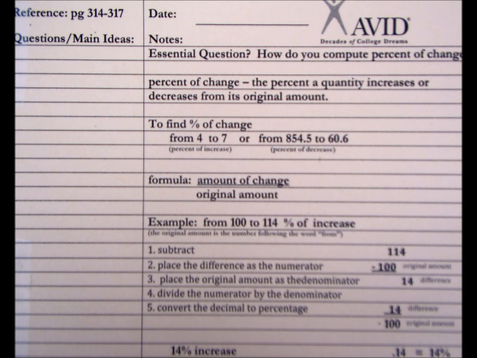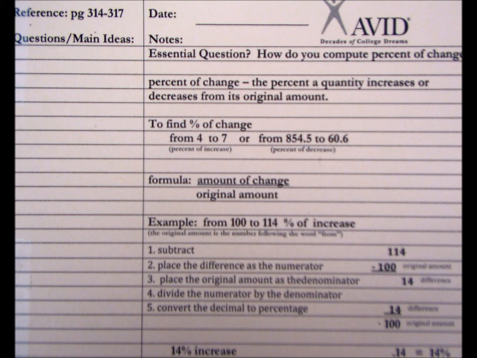To find the percent of change, and it doesn't matter whether you're going to increase or decrease, the formula says the amount of change divided by the original amount. So, for example, if we were going to go from 100 to 114, that's a 14% increase.